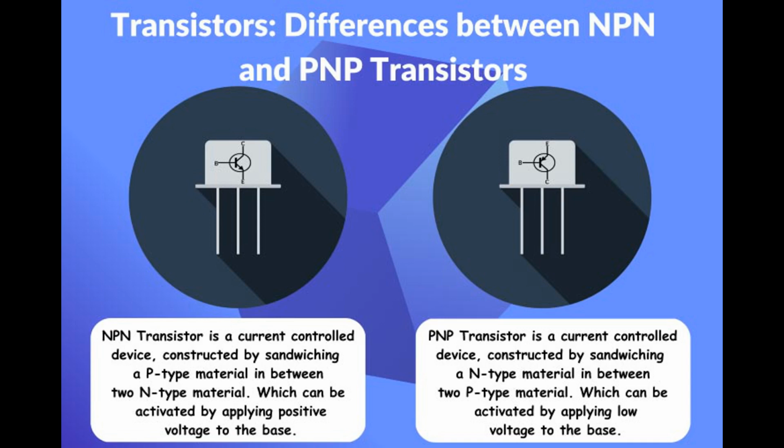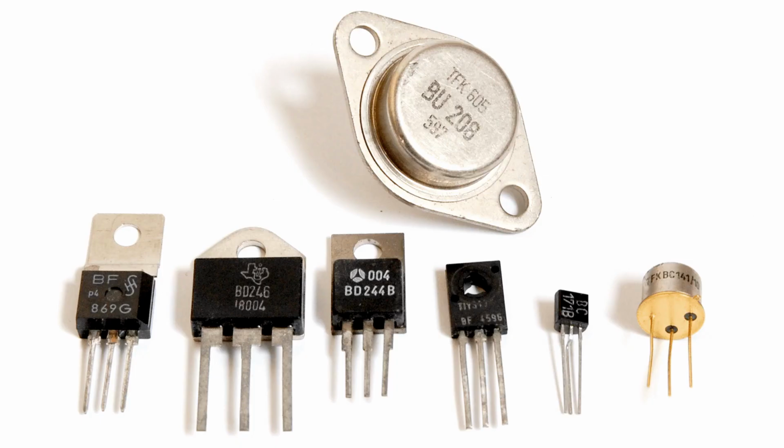In summary, the base terminal in a BJT is the control input that determines the behavior of the transistor. By manipulating the base current or voltage, you can control the current flow between the other two terminals, emitter and collector, enabling the transistor to amplify signals or act as a switch in electronic circuits.